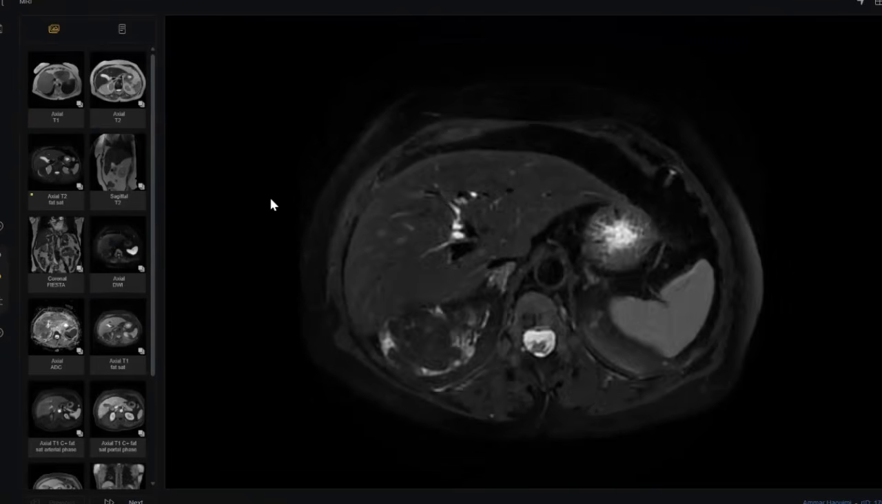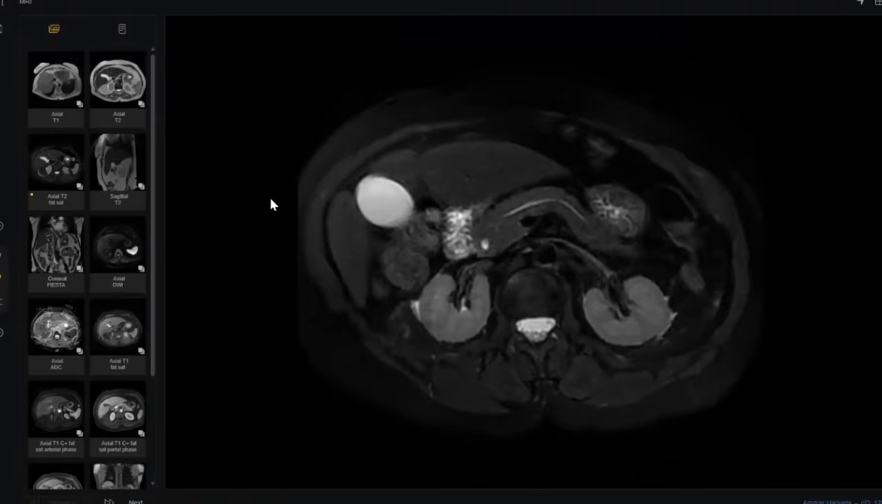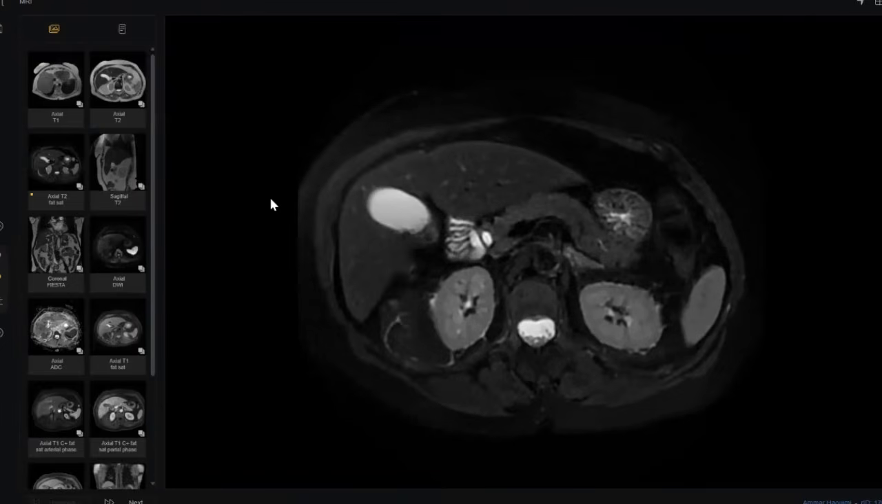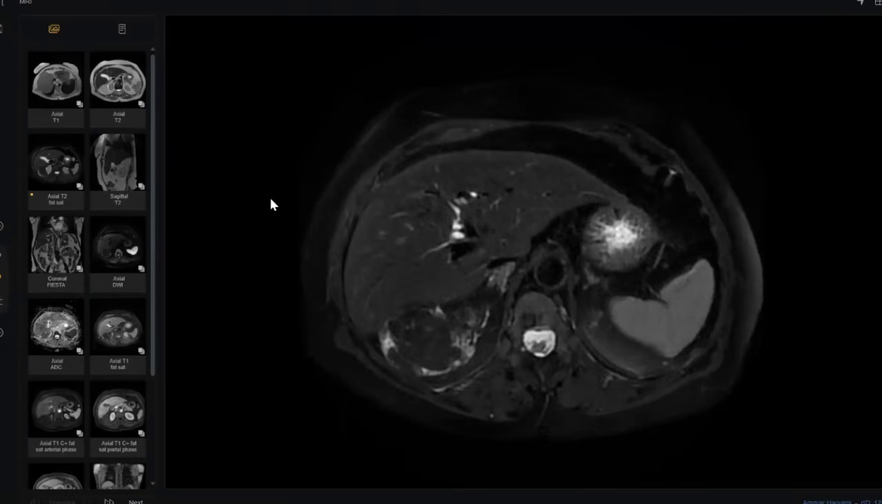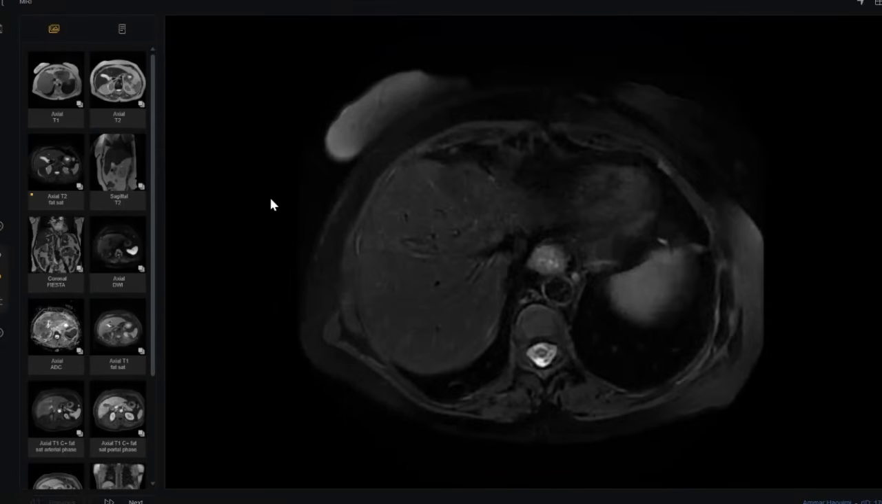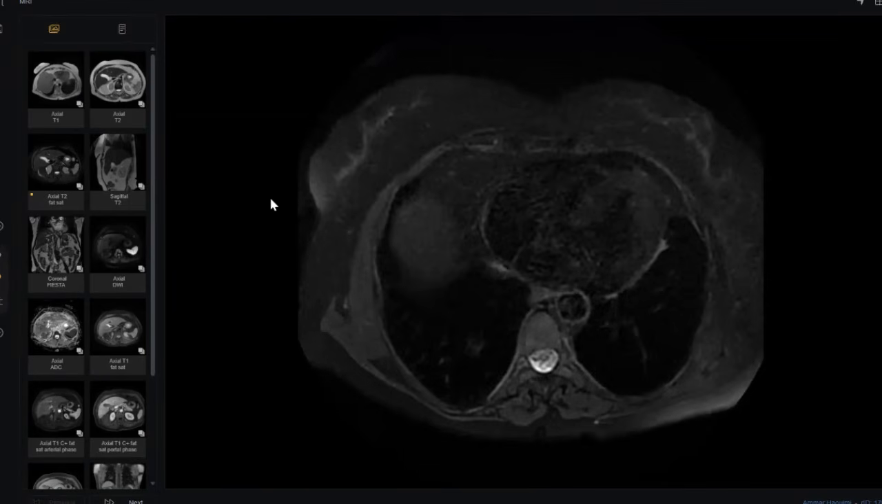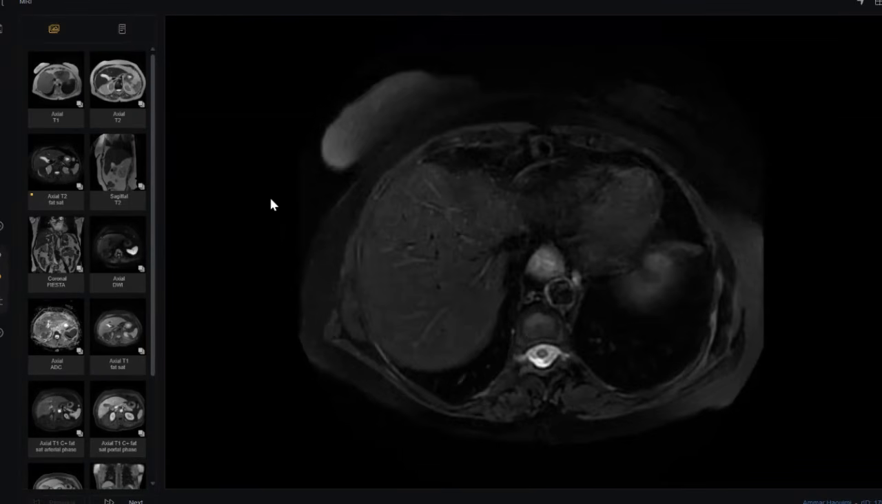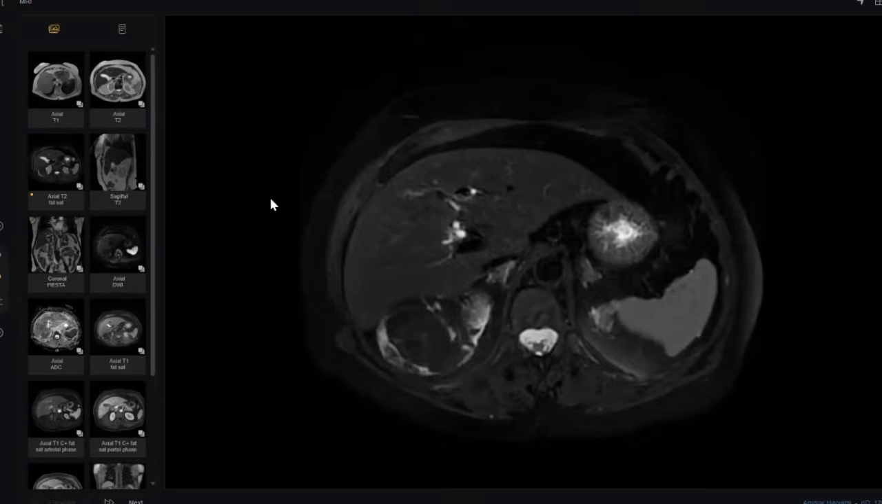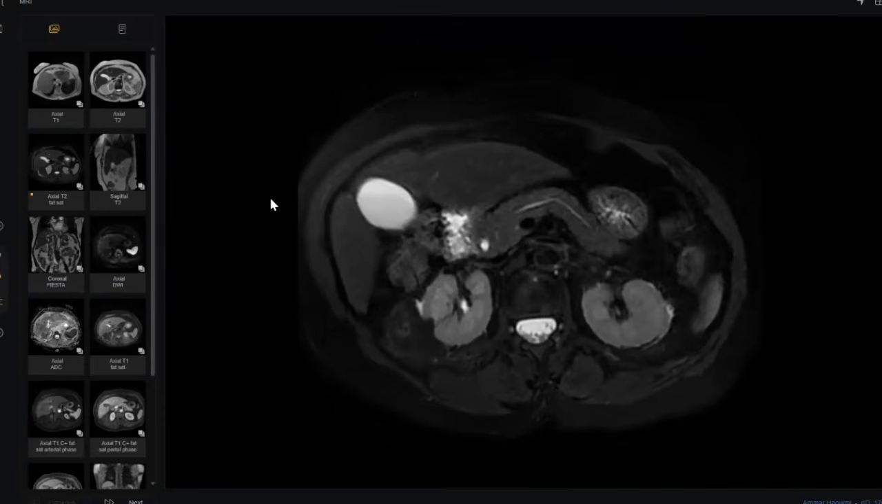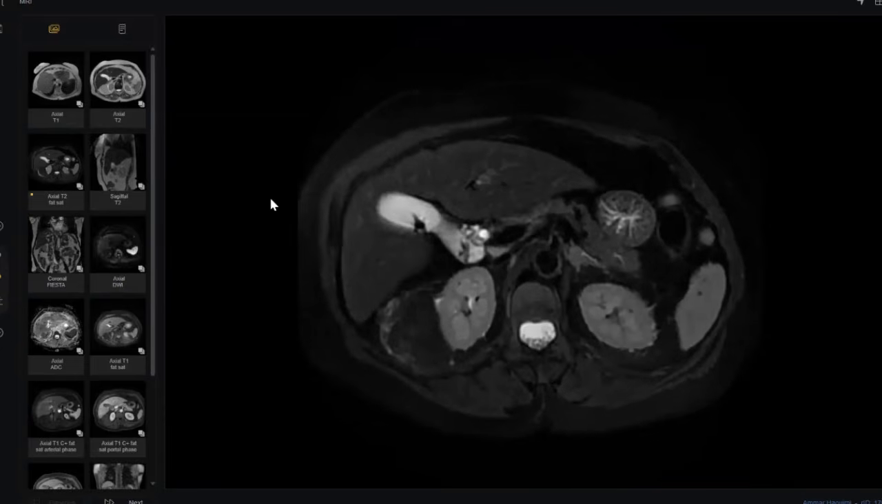Okay. I have been provided with the FATSAT sequences, and I can appreciate that there is again a mass lesion, which is appreciated at the anatomical place of the right adrenal gland, and I think there is marked fat suppression in this lesion, with slight hyperintensity appreciated along the periphery of this lesion. No frank infiltration of the surrounding structures is noted.